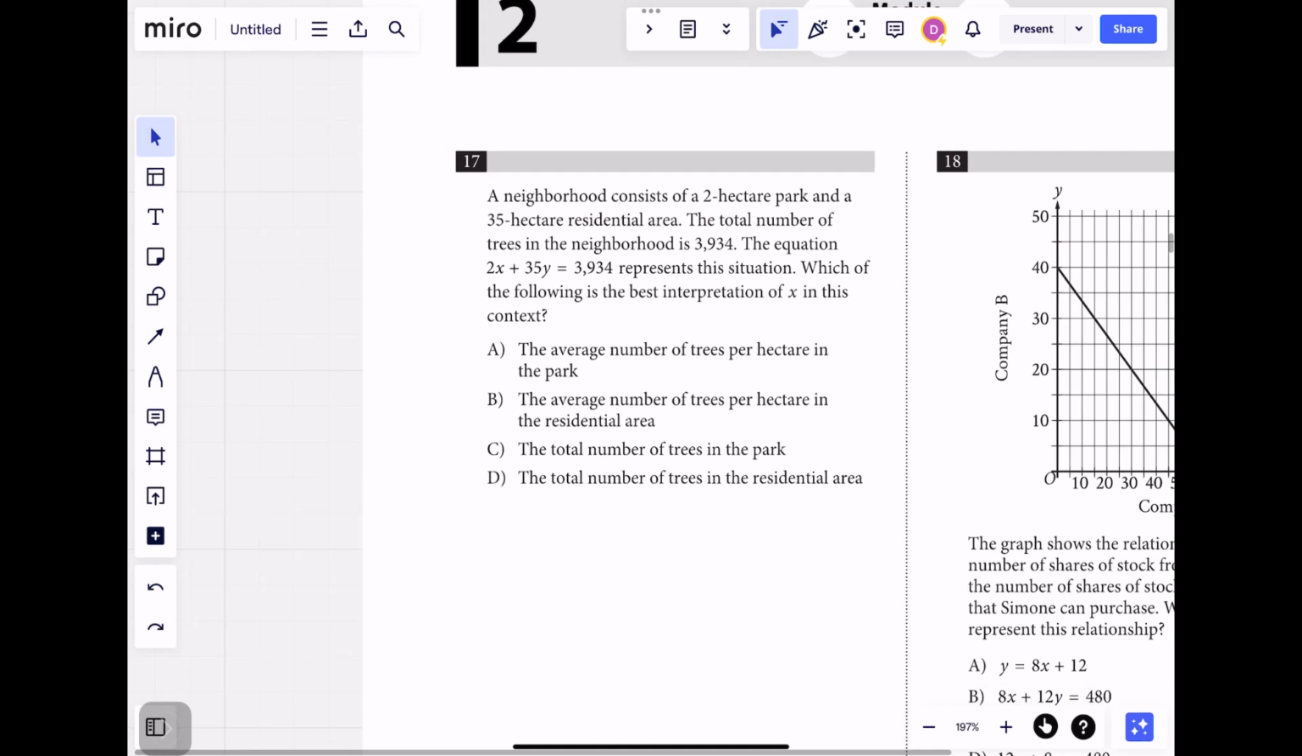The neighborhood consists of a 2-hectare park and a 35-hectare residential area. The total number of trees in the neighborhood is 3,934. The equation 2x plus 35y equals 3,934 represents the situation. Which of the following is the best interpretation of x in this context? So we can see that 2 corresponds to this 2 here. So x in this case is the number of trees in the 2-hectare park, which is A.